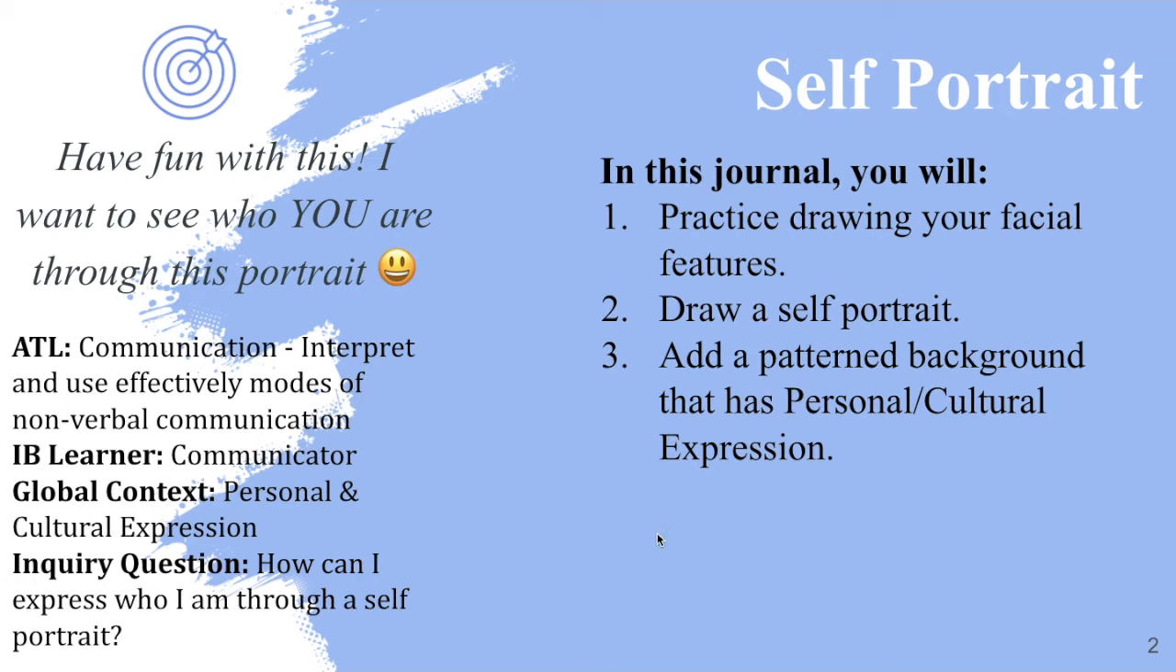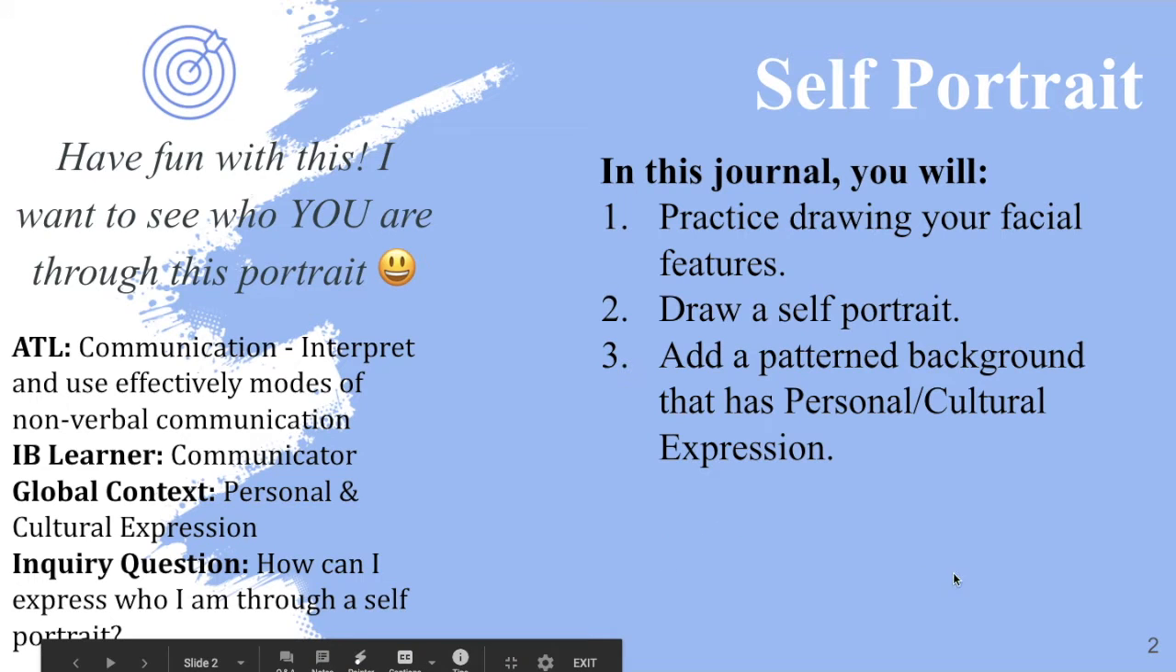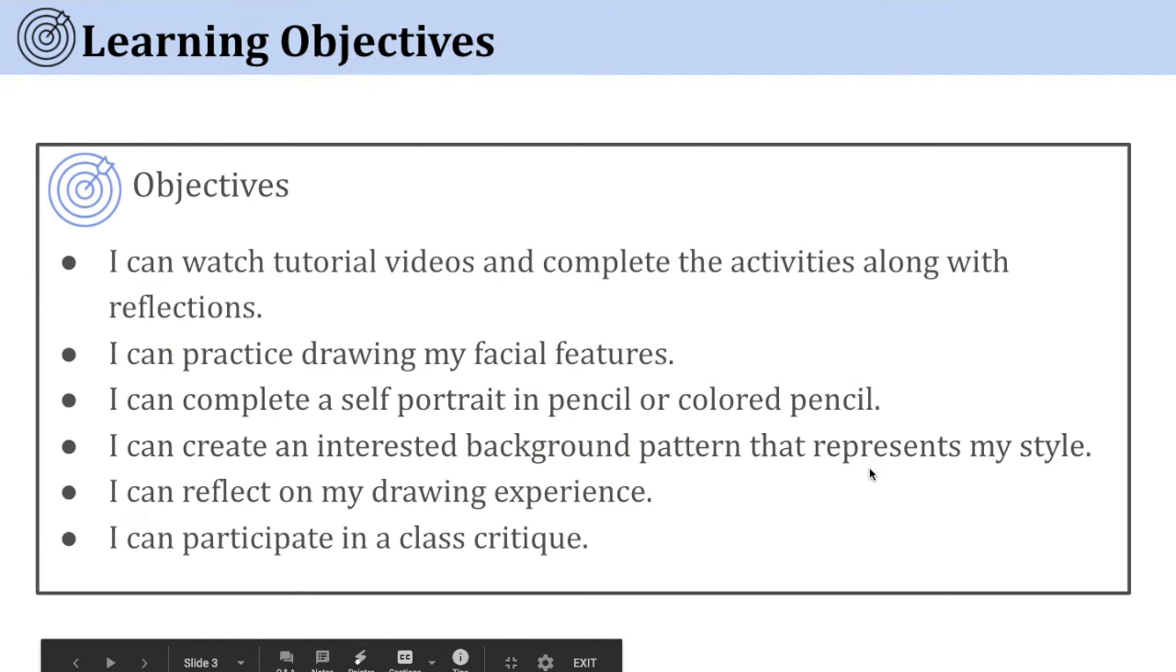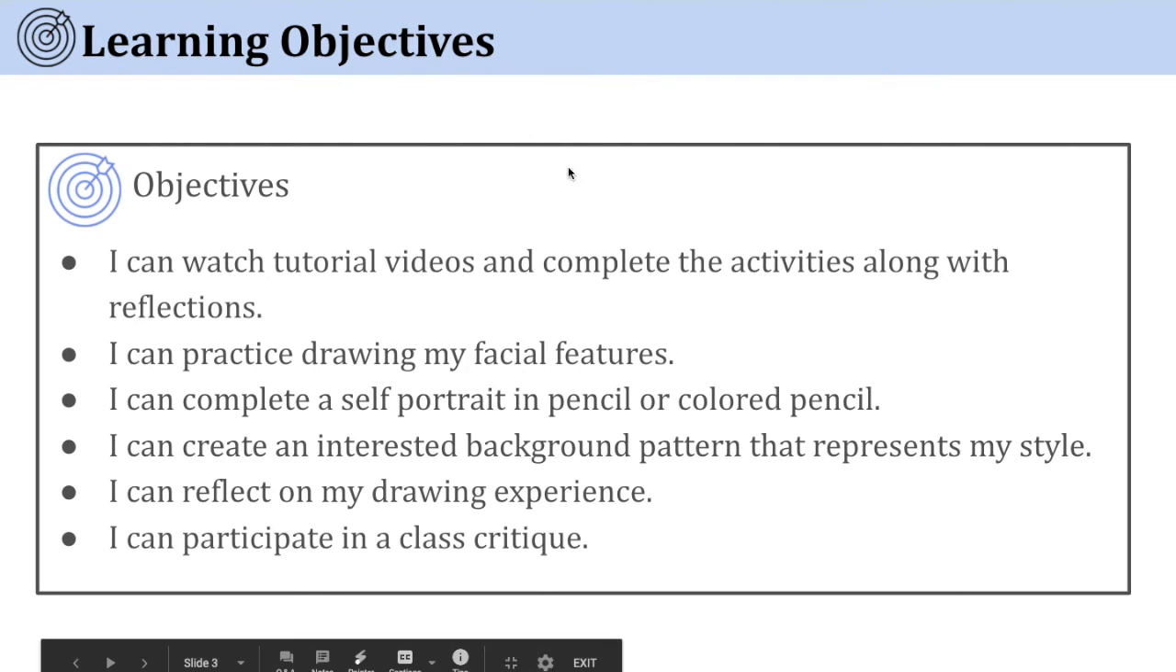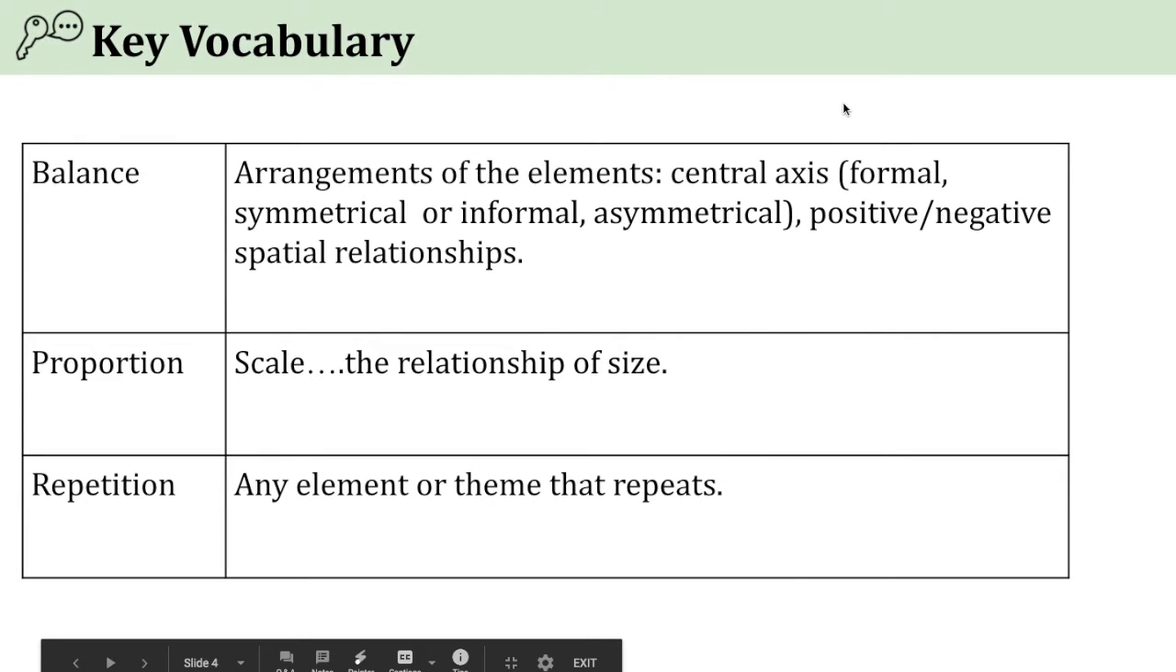So we're going to do 3 things in this journal. Practice drawing facial features, draw a self-portrait, and add a pattern background to your artwork. So here are our objectives for the entire unit. You're going to watch tutorial videos and complete the activities along with reflections for each. Practice drawing your facial features, like I said. Practice or complete a self-portrait and an interesting background that represents your style. Reflect on your drawing experience and participate in a class critique.